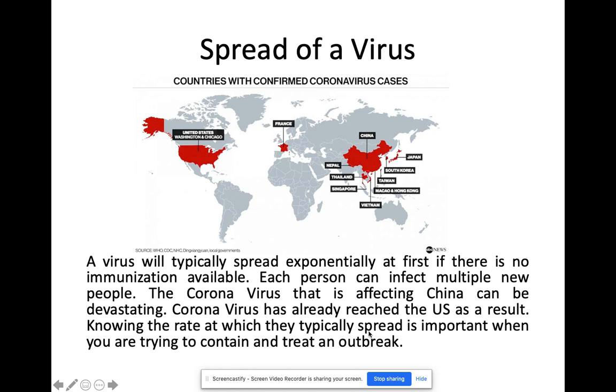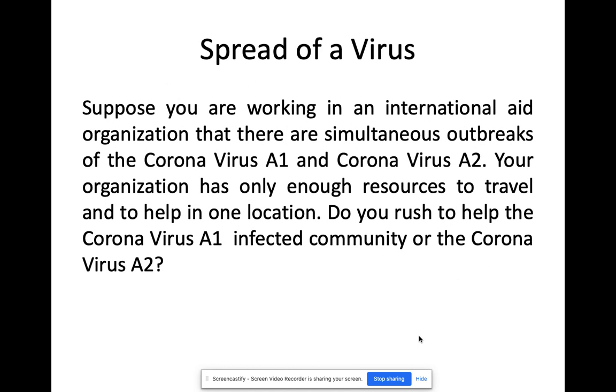Knowing the rate at which they typically spread is important when you're trying to contain and treat an outbreak. Let's say you're working in an international aid organization, and there are simultaneous outbreaks of two types of coronavirus: coronavirus A1 and coronavirus A2. Your organization has only enough resources to travel and help in one location. Do you rush to help the coronavirus A1 infected community or the A2? Once you know where to go, you need to have information.